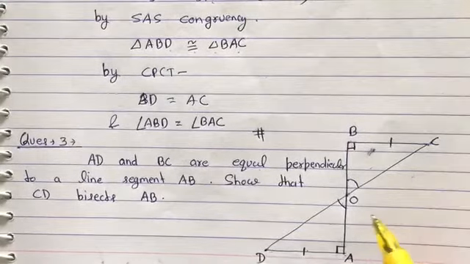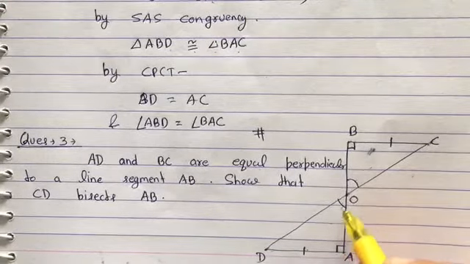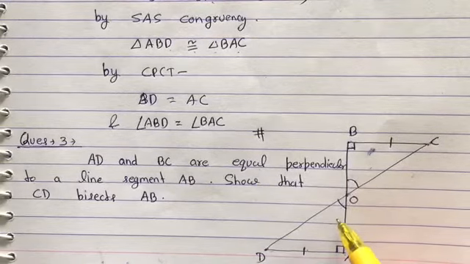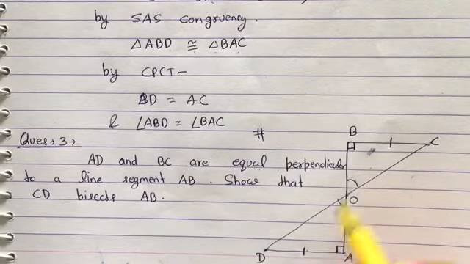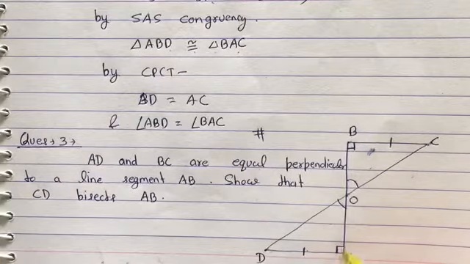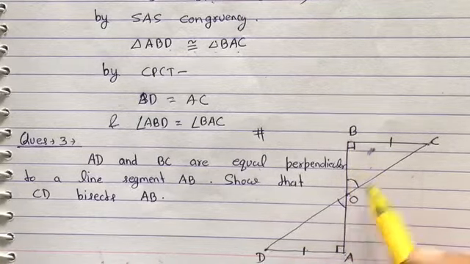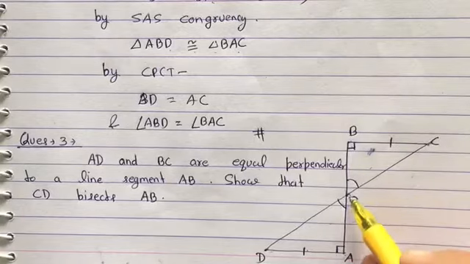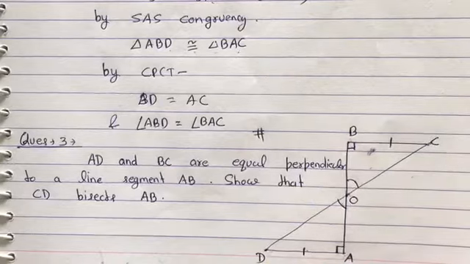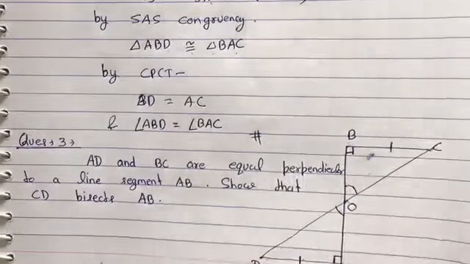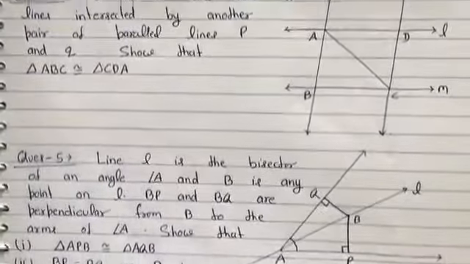So here you clearly saw that these two angles can be equal, how, by vertically opposite angles. So angle angle side congruency you may apply and then write triangle AOD is congruent to triangle BOC, and then by CPCT you can say OA is equal to OB, it means CD bisects AB. I think this is clear to you, but you have to do this as your homework. Now come to question number 4.